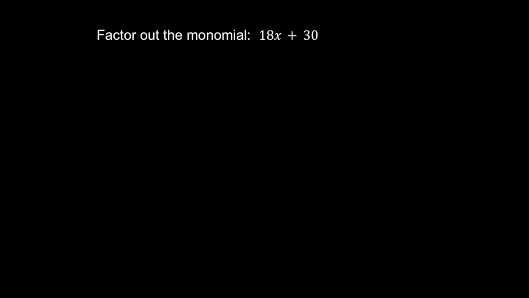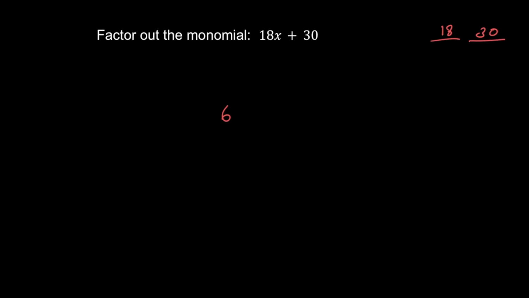So the biggest number that goes into 18 and 30, or the greatest common factor, would be, it looks like, 6. I believe it is indeed 6. You can find that in a number of ways. One way is just to make a list of factors for each if you struggle with your multiplication tables.